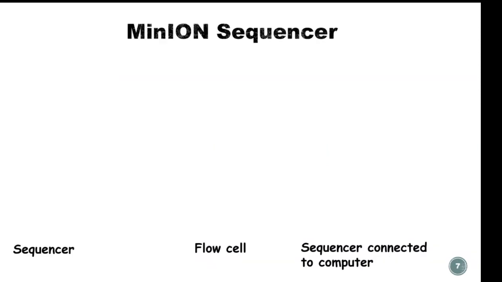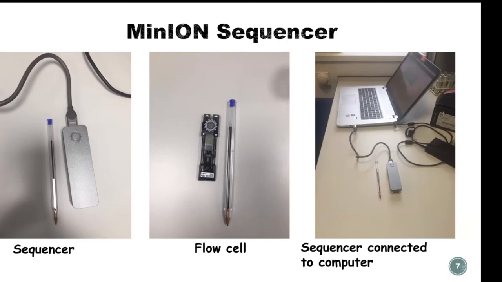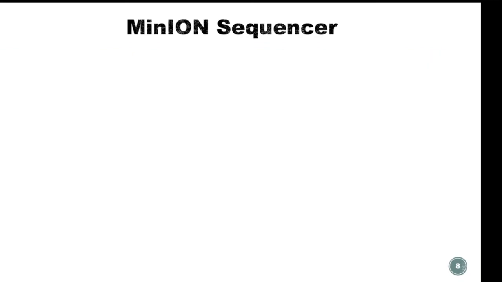Next slide, please. So this is when we talk about the MinION sequencer. Next, please. This is how the MinION sequencer looks, and this is against a regular big ballpoint pen. You can see the size of the sequencer. This is the size of the flow cell, and this is a sequencer that is connected to a computer. We have put it by a ballpoint so that you can appreciate the size very well. Okay, next slide, please.